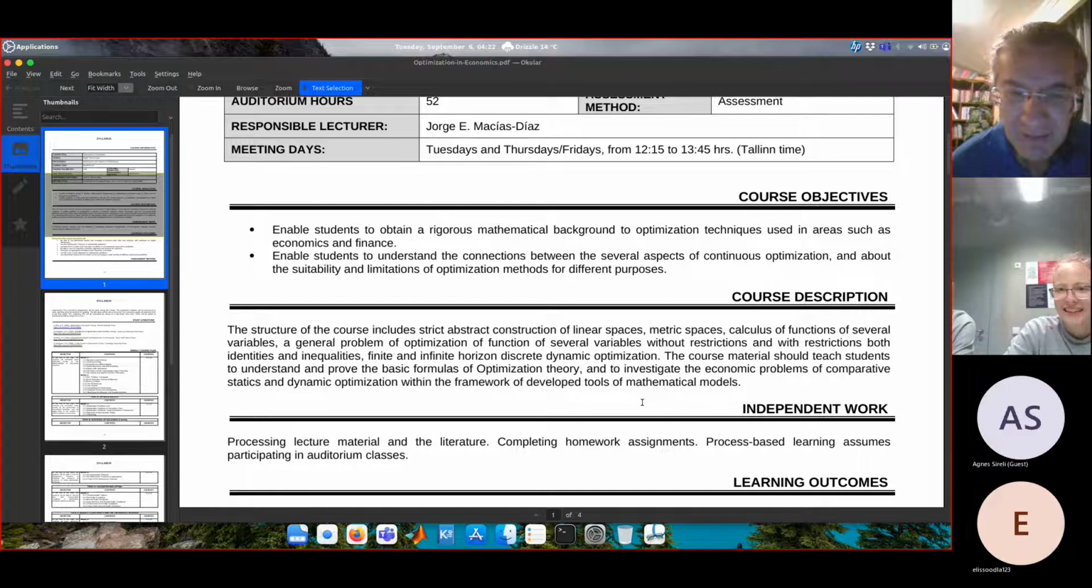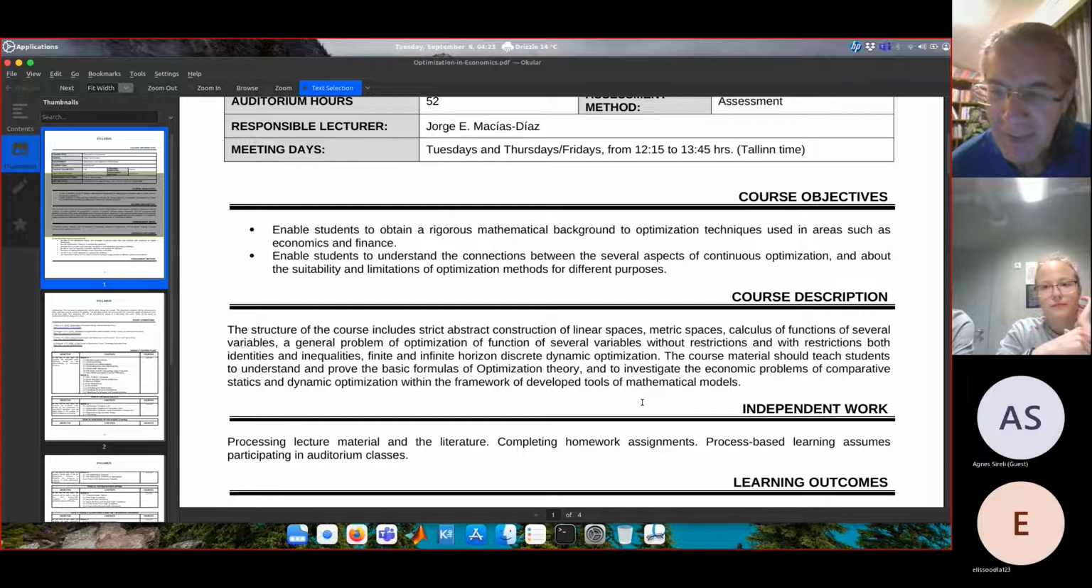Or I can read it, that's fine. The structure of the course includes strict abstract construction of linear spaces, metric spaces, calculus of functions of several variables, a general problem of optimization of functions of several variables without restrictions and with restrictions, both identities and inequalities, finite and infinite horizon discrete dynamic optimization.